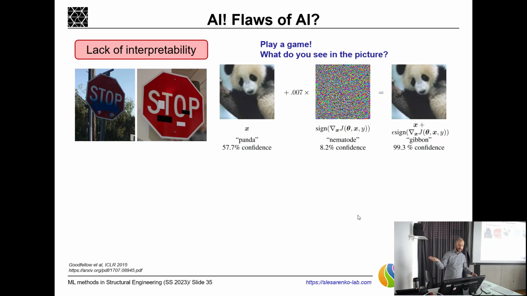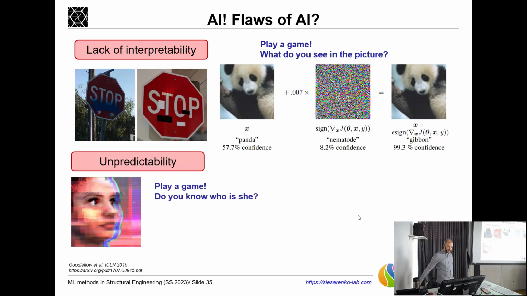So it's a very similar thing that happens in nature and that we can see in artificial networks. Here we see again the artificial neural network completely mixing up a panda and a monkey. And another unpredictability, I really like this example. Do you have any idea who she is? Any idea? Nah, okay. So that's one of my favorite stories.